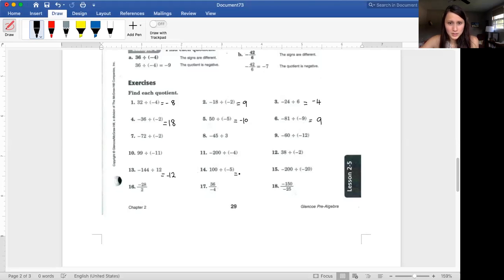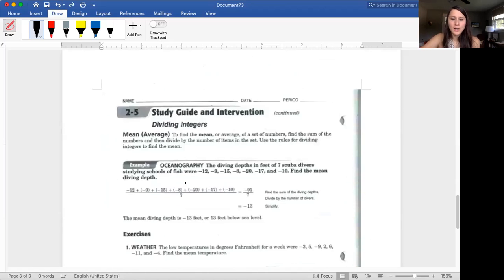14 would be -20. 15 would be +10. 16 would be -14. 17 would be -9. And 18 would be +6. Okay, so those are the answers there. And really all this, you're just doing it like normal and applying the rules. So you can check your work and see if you've gotten the right thing. And let's take a look at the next page.